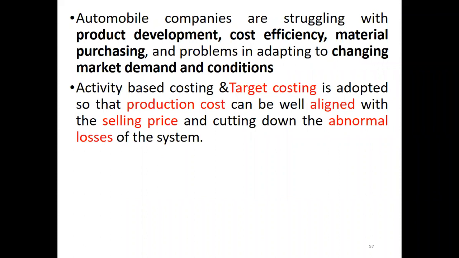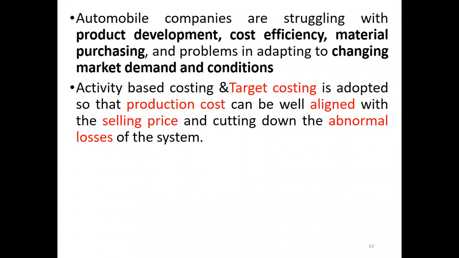With respect to this selling price, we can align, we can adjust our production cost and cut down the abnormal losses in the system. Unnecessary activities, unwanted activities, we have to reduce, we have to remove, so that cost of production will be minimum. If the cost of production is minimum, then we can sell this product at minimum margin, at minimum price to the market. So accordingly, I have to decide the target costing.